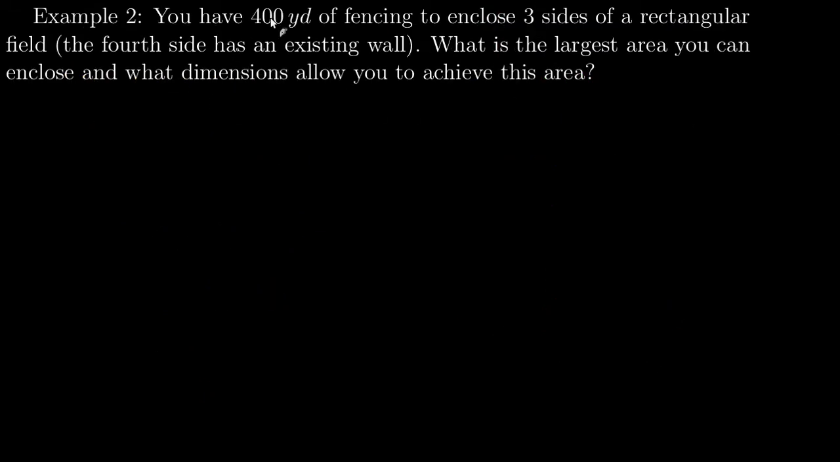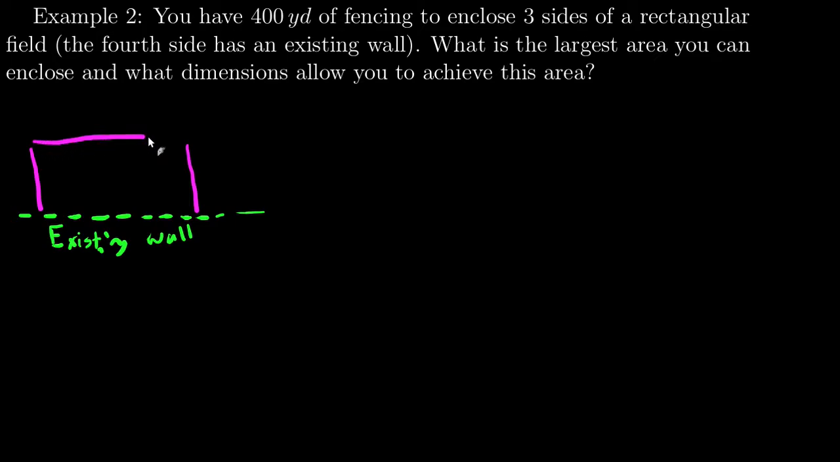Second example. You have 400 yards of fencing to enclose 3 sides of a rectangular field. The fourth has an existing wall. What is the largest area that you can enclose, and what dimensions allow you to achieve this area? So in here, what we have is some type of wall already in place, and we want to enclose the other 3 sides to put in a farm field, fence off a yard, something.